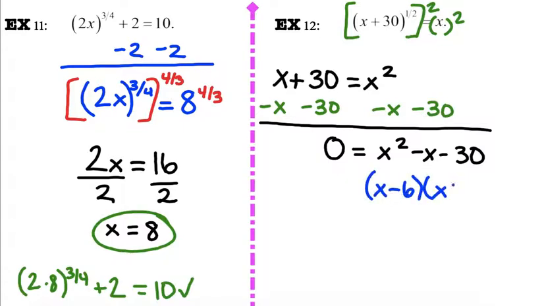Now, if I couldn't find factors, then of course I would need to use the quadratic formula or complete the square. If I set each of those intercepts or zeros equal to 0 and solve, I get x equals 6 and -5. Now, just like before, I need to check both of my answers. So I'm going to do so at this time.